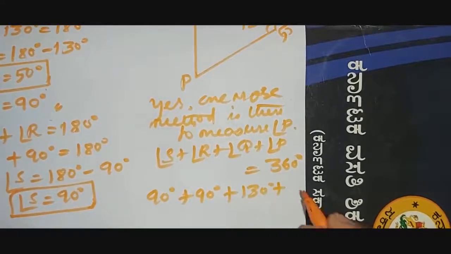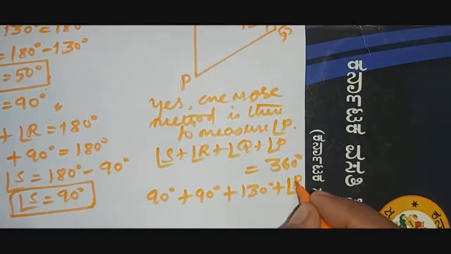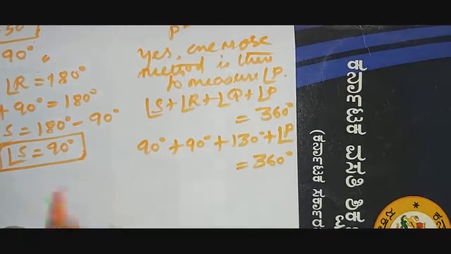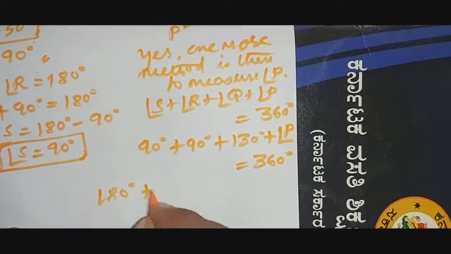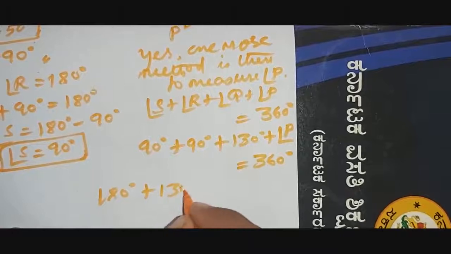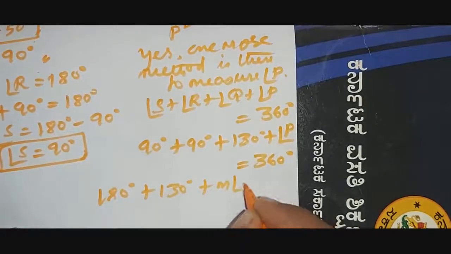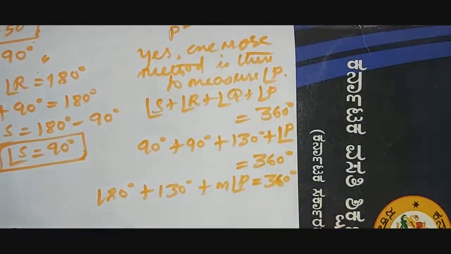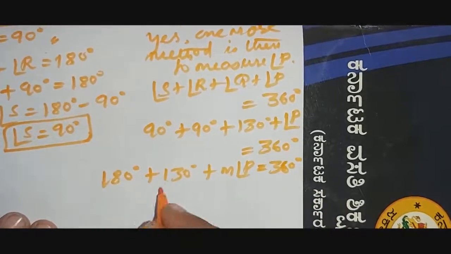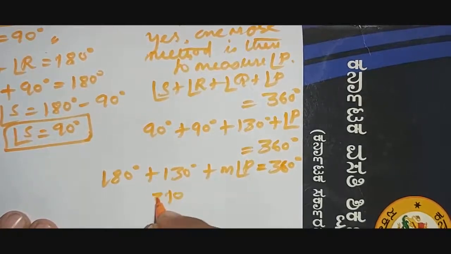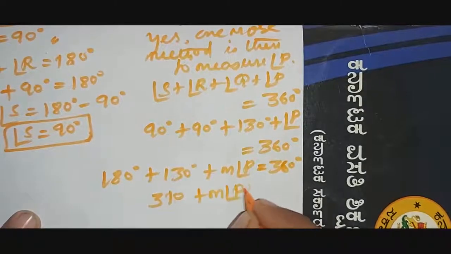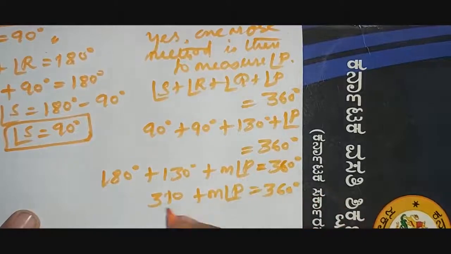Plus Q is equal to, they have given 130, plus we should measure here angle P is equal to 360 degrees. Okay, 90 plus 90 is 180, plus the 130, plus measuring angle P is equal to 360 degrees. Here 180 plus 130, how much will we get? 310 degrees plus measuring angle P is equal to 360 degrees.